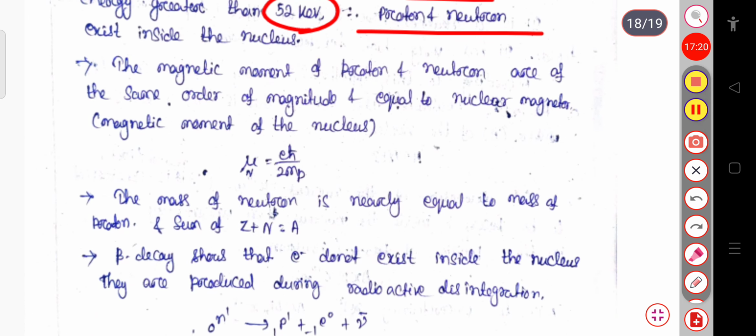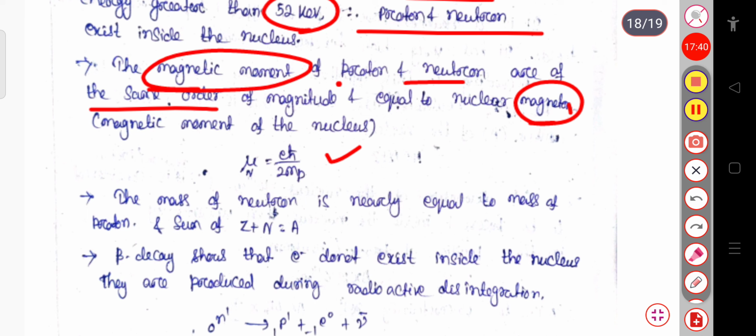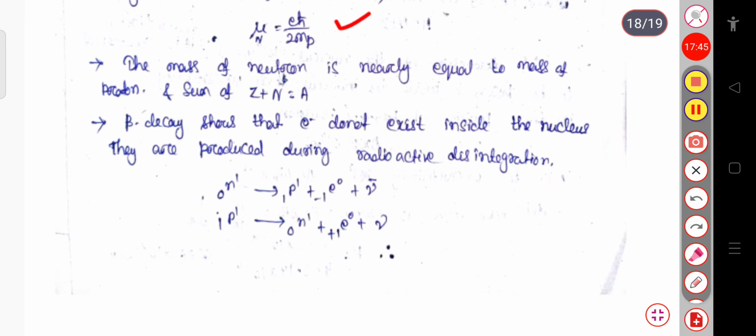The next is the magnetic moment of the proton and the neutron. They are of the same order of magnitude and equal to the nuclear magneton, which is the unit of the magnetic moment of the nucleus, with value eħ/2mp. So from the magnetic moment also we can conclude that the proton and neutron exist inside the nucleus. The next one is, since the mass of the neutron is nearly equal to the mass of the proton, the sum of Z plus N, the proton number and the neutron number, gives the mass number.